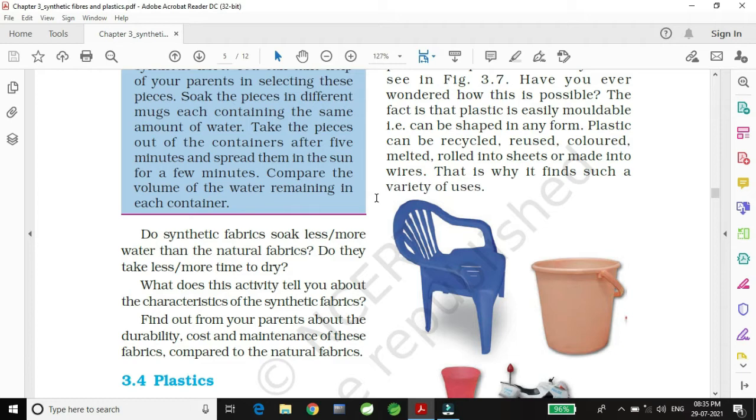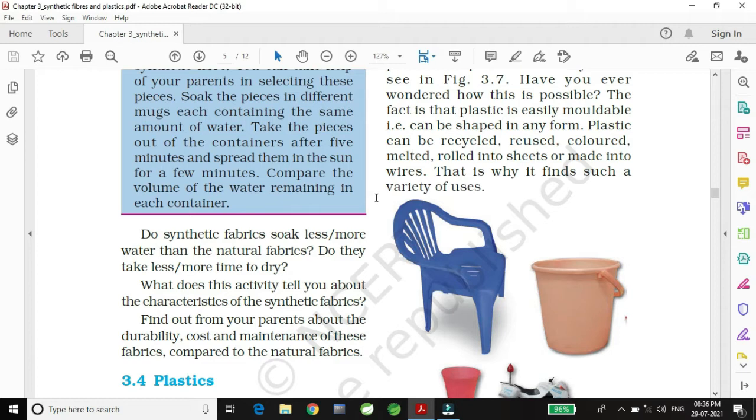Obviously from the activity we knew that the synthetic fiber soaks less water as compared to the natural fiber. Do they take less or more time to dry? Synthetic fiber will take very less time to dry as compared to the natural fiber. So what does this activity tell you about the characteristics of synthetic fiber? This activity tells us that the synthetic fibers soak less water and dry very quickly. Find out from your parents about the durability, cost and maintenance of these fabrics compared to the natural fiber.